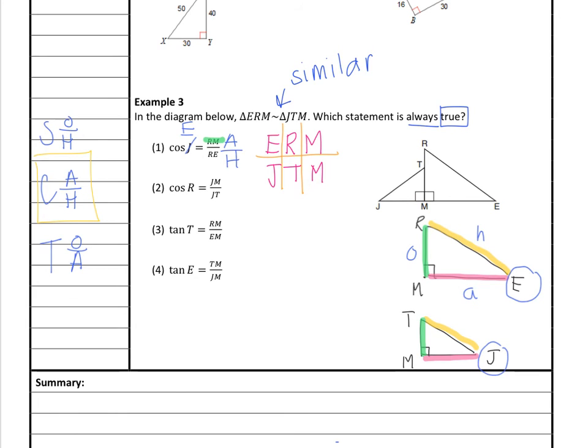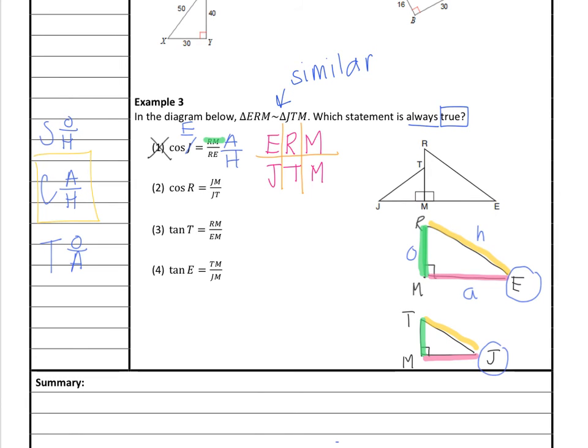But if I look, RM is really O. So right away I can tell that choice 1 is not going to be the answer because from E's perspective, RM is the opposite side, and it says cosine where RM would have to be the adjacent side. So choice 1 is no good, just based on looking at that first ratio.